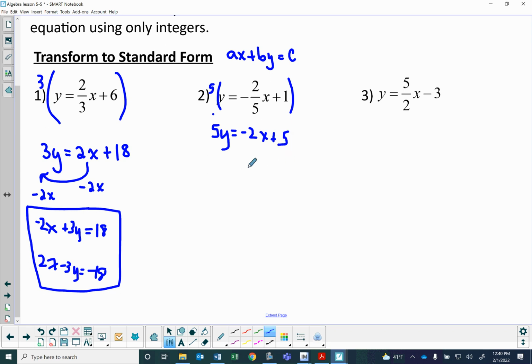And then, of course, I have to get it in standard form, which means I have to get the negative 2x to the other side of the equation. So we're going to add 2x to both sides of the equation. And by doing that, we will end up with 2x plus 5y is equal to 5. And we have that equation.